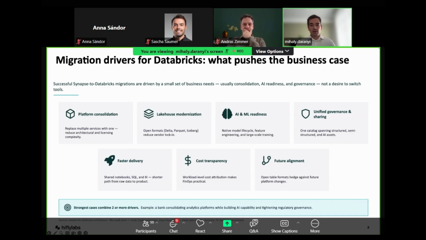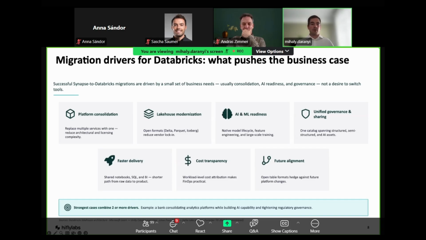And also, it's really important that it's more transparent than, for example, Synapse. So cost transparency is also a really, really important factor. On the workflow level, the cost attribution makes FinOps more practical. And last but not least, the future alignment. The open table format is a hedge against future platform changes. So it could be really important for strategic decisions to understand that this platform has less vendor lock-in risk than Synapse, for example.